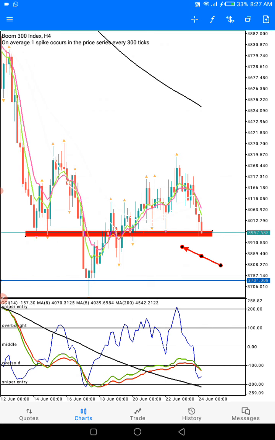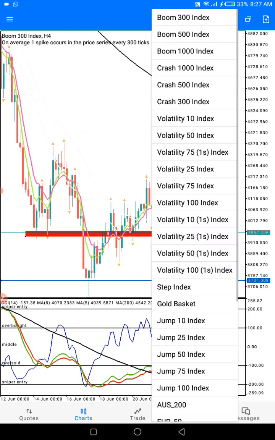Now I will not waste your time. Let's just jump into the volatilities. For those of us who are trading high volatility, I'll look at Volatility 75 (1s) and 25 (1s) before we proceed. This is how the 75 (1s) is doing this morning.